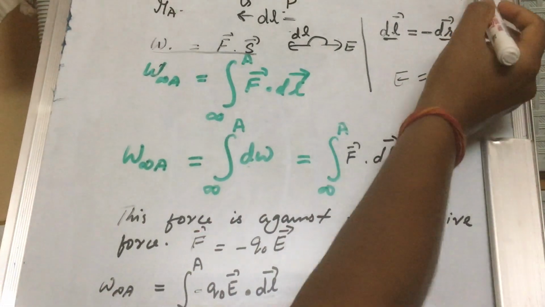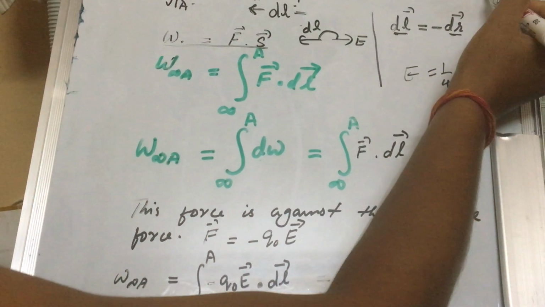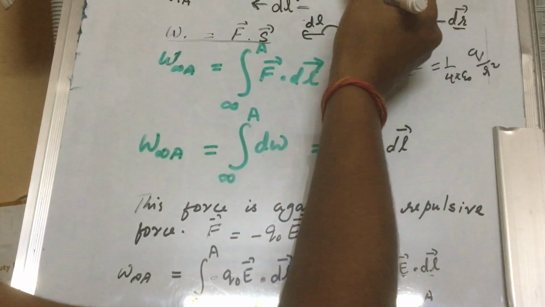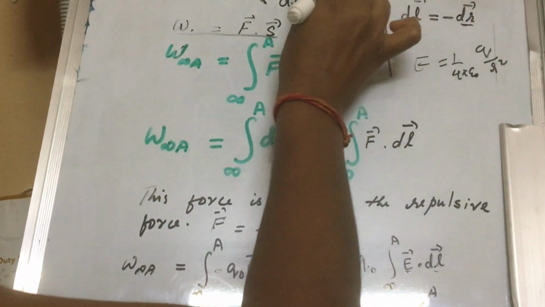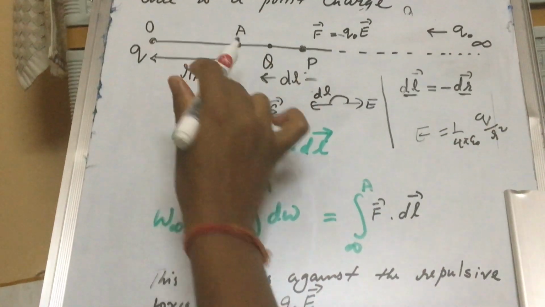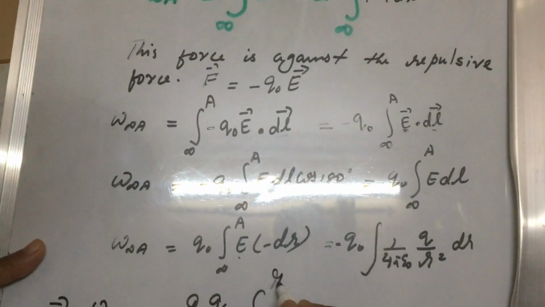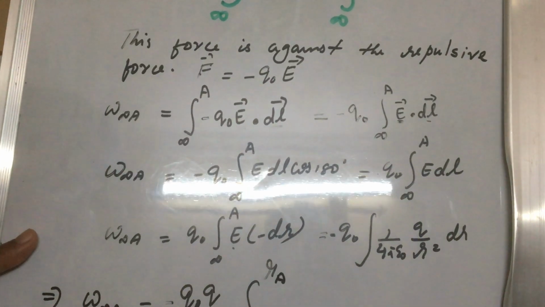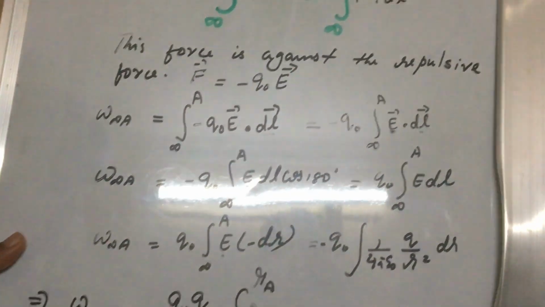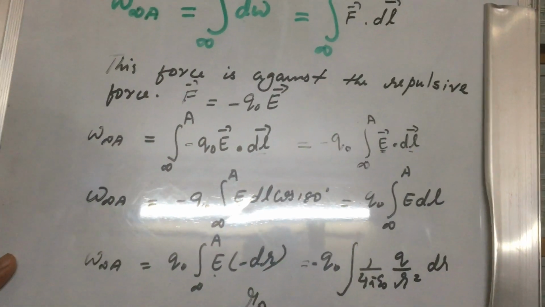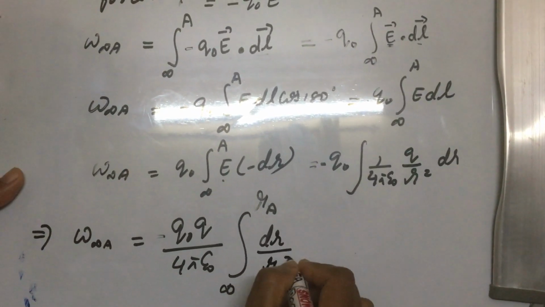Infinity to A. Now the variable is the only thing we need to integrate. As the charge is brought from infinity to this point, the distance will keep on getting smaller, so distance is the variable. From infinity till where? To what distance? Till Ra. So the integration limit will also get changed: dr by r square.